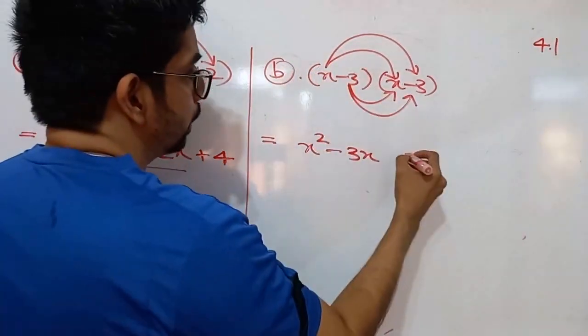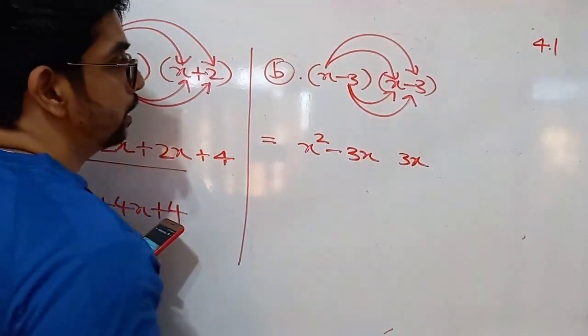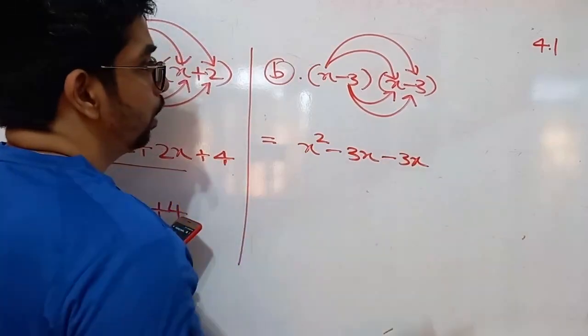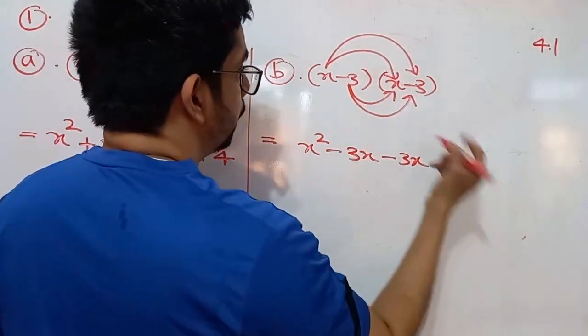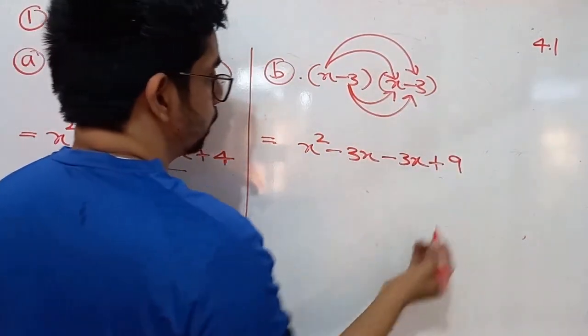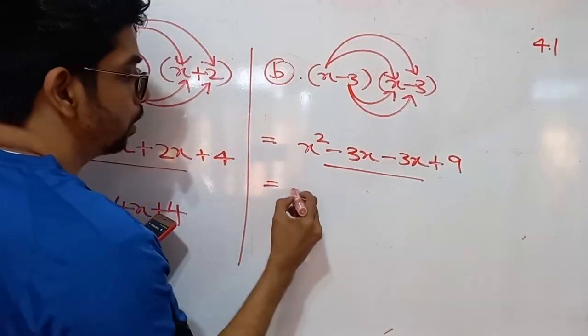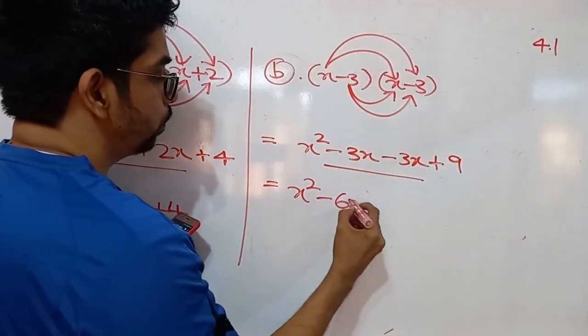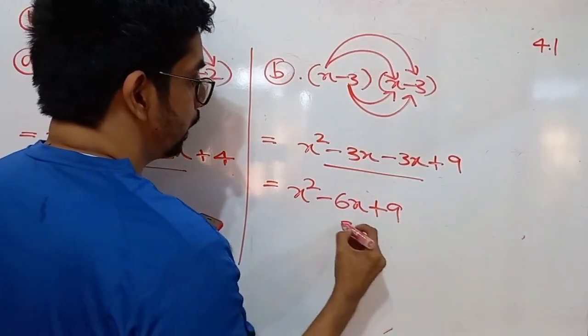3 into x, again that is 3x. Negative into positive, that is negative. 3 into 3, that is 9. Negative into negative, that is positive. Now we have two like terms. So x squared, negative 6x plus 9.